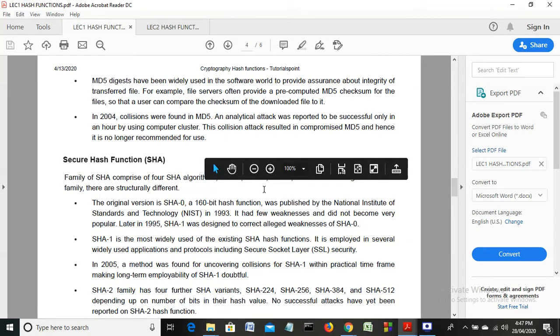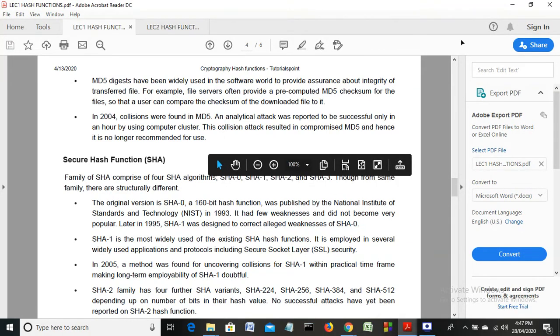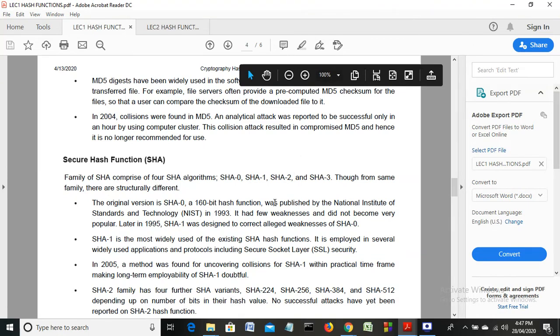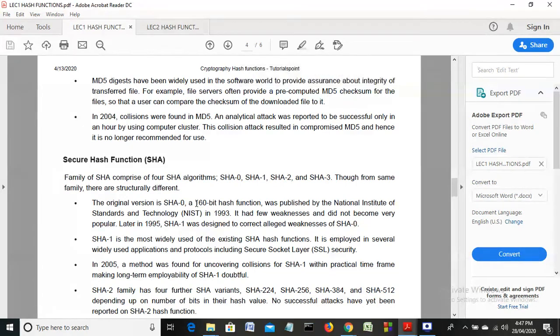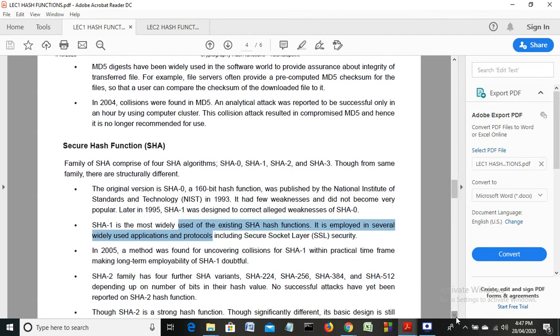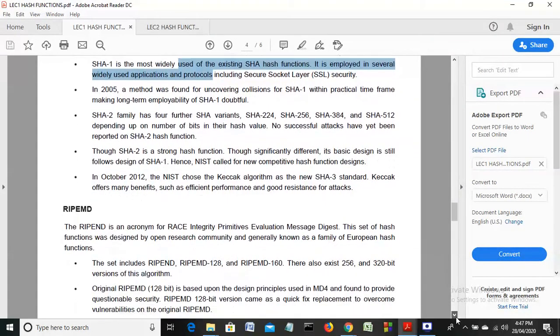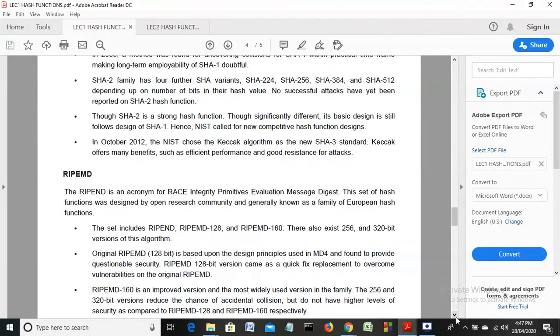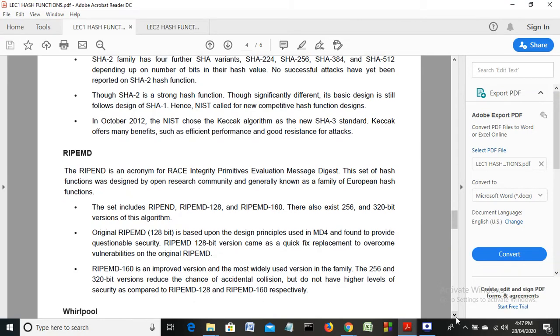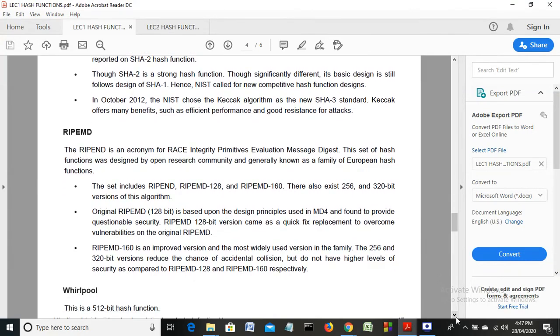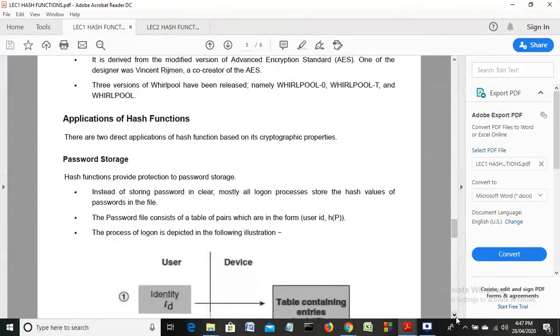Next is SHA. In SHA we have SHA 0, 1, 2, 3. SHA 0 is 160 bit, SHA 1 is used in SSL, and SHA 2 has various variants. SHA 2 is a very strong one. Then RIPEMD, the RACE Integrity Primitives Evaluation Message Digest, is there, and Whirlpool is there.